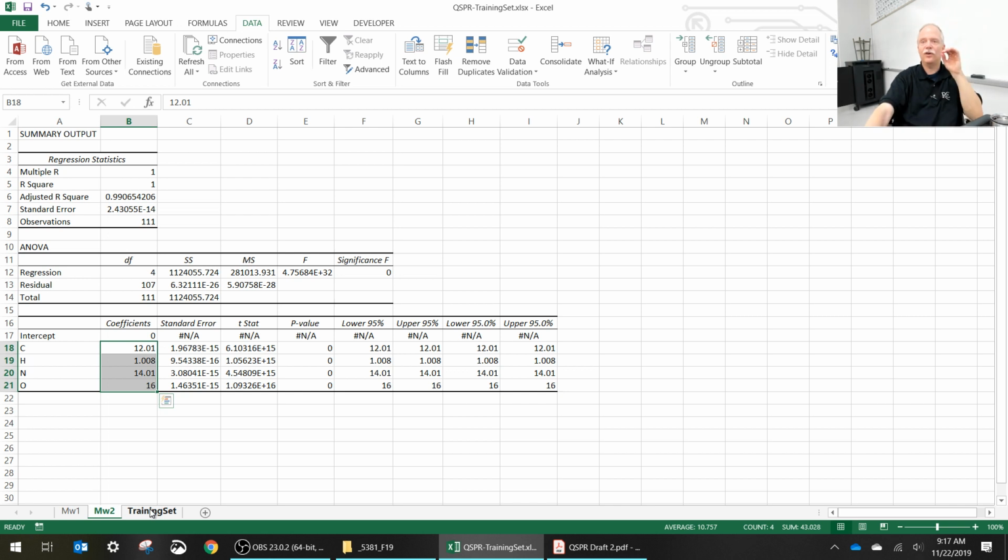Any questions so far? This is the simplest QSPR that you've ever done because you do this all the time, right? You take the number and types of atoms, multiply by their molar masses, and you get the molar weight. Okay. Now let's do one that's more interesting.